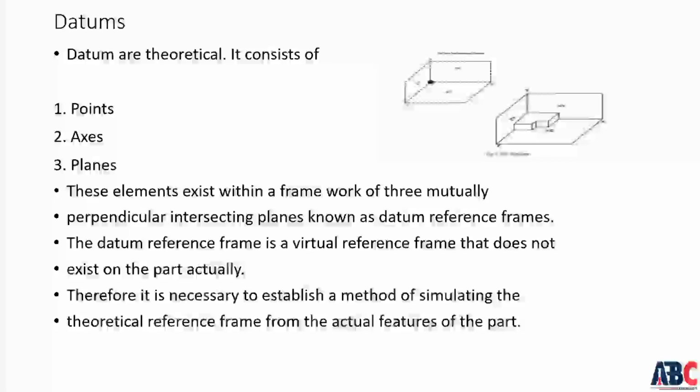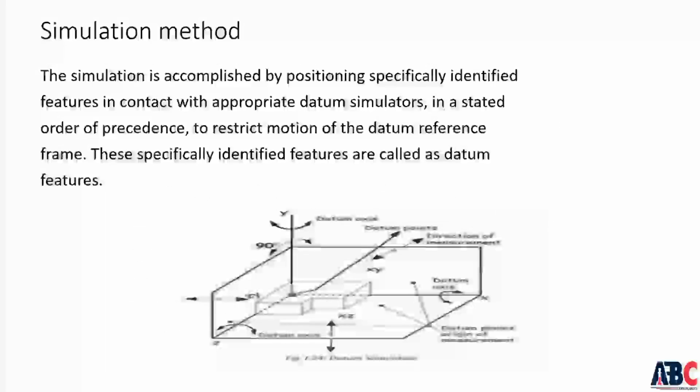These points, lines, and planes exist within a structure of three mutually perpendicular intersecting planes known as a datum reference frame. This is the datum reference plane made up of mutually perpendicular planes. These planes are XY, YZ and ZX. The main function of the datum reference plane is to specify a foundation for the inspection of the part. It is the common coordinate system of all tolerance zones.